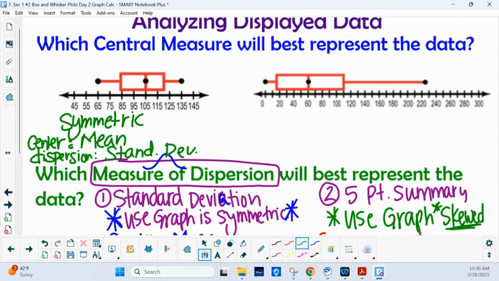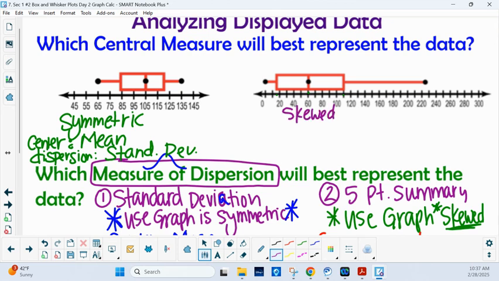So anytime you're symmetric, whether it's a box and whisker, a histogram, the normal curve, anything like that, you'll use the mean as the best measure of center and the standard deviation as the best measure of dispersion, how it's laid out. This next one, is it symmetric or skewed? Skewed. Skewed, and in particular, which way?